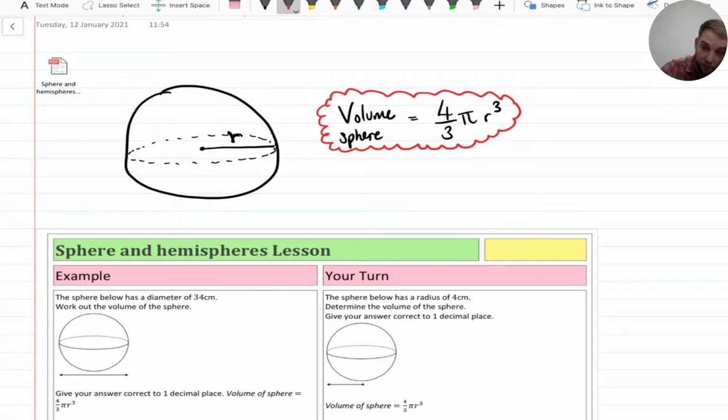So just pop your hand up if everybody's got that first part down. Good, keep your hand up if you've got it, just so I can see. Brilliant. Okay, so let's move on then. Pop your hand down for me.